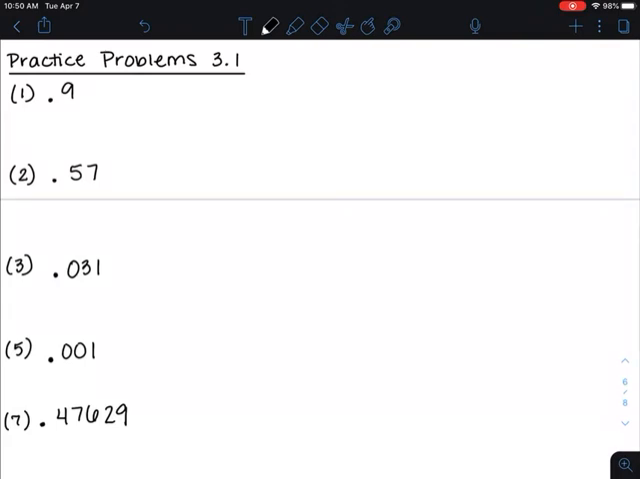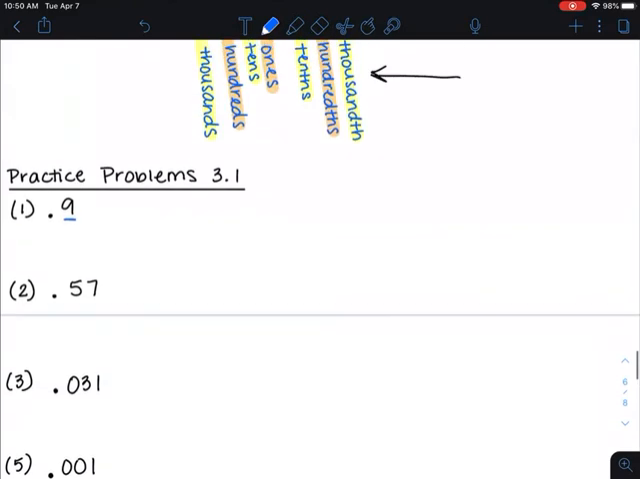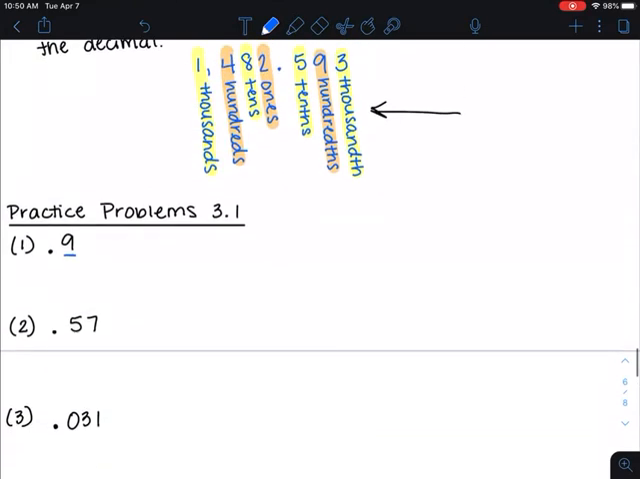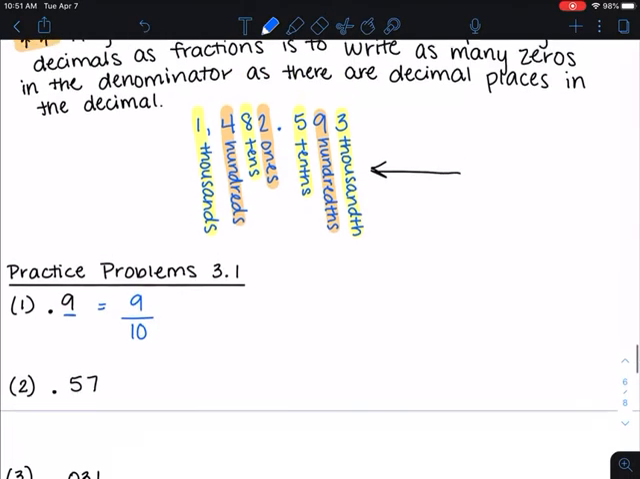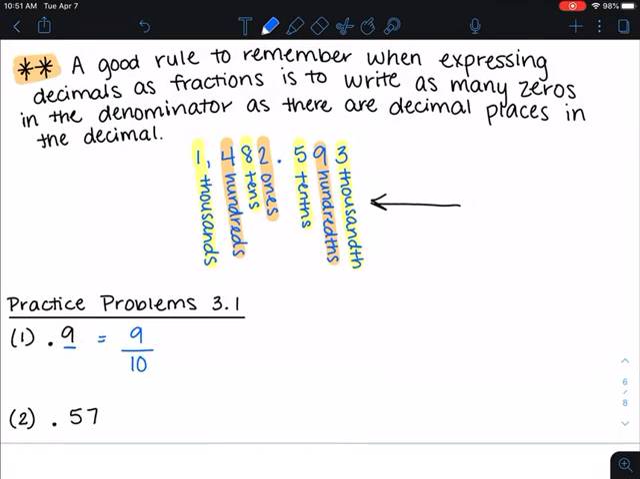Let's go ahead and look at the practice problems 3.1. For numbers 1 through 8, it says write the decimals as fractions. So for number 1, they give us 0.9. So I'm going to look at this spot here. I'm going to compare it to my chart. It's in the tenths place. It's the first spot after the decimal. So I have 9/10.